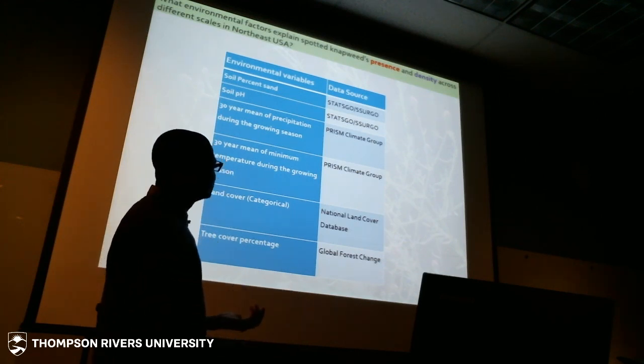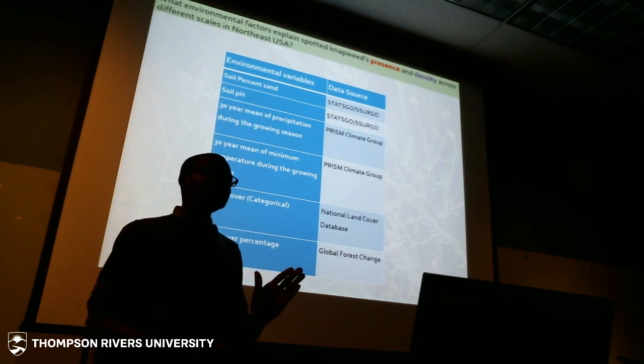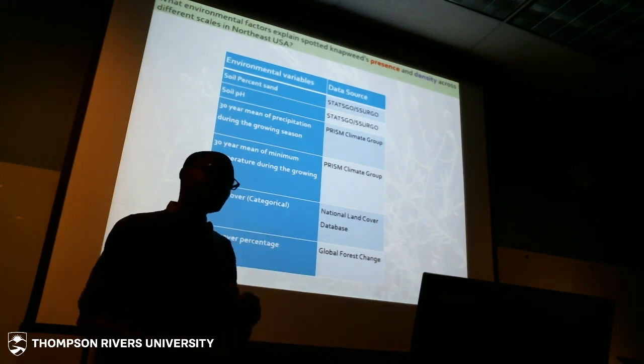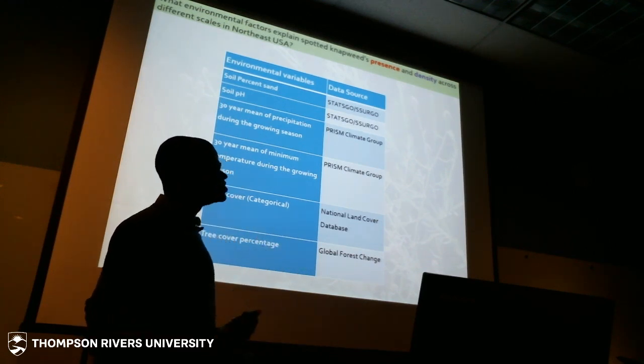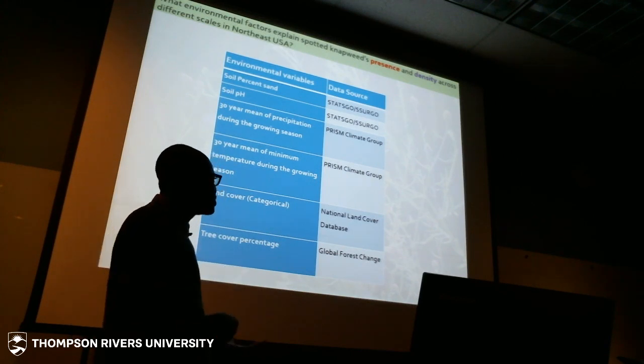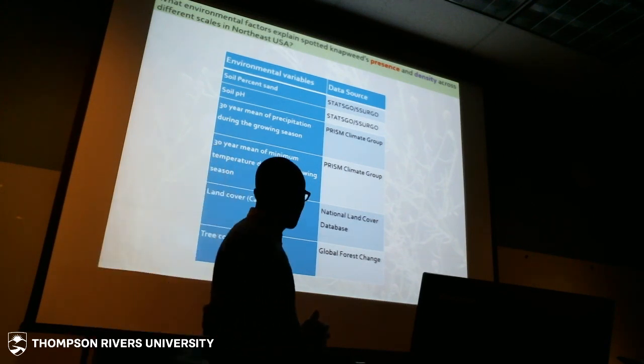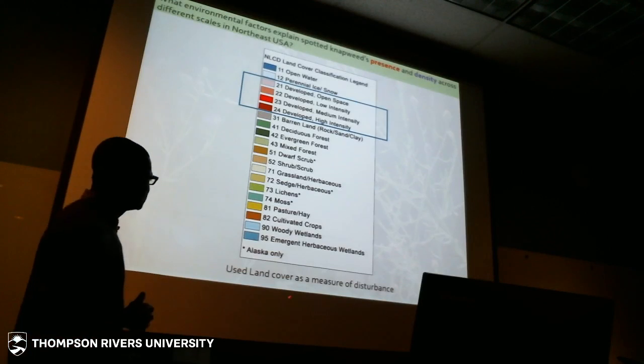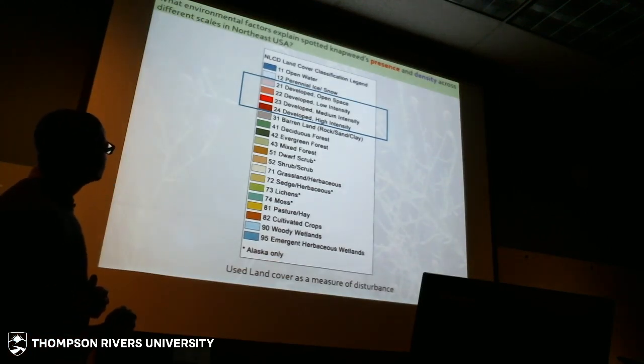Well, I was lucky enough that people had built distribution models for spotted knapweed in Europe, and I was able to extract the variables they found important and bring that into my own modeling. And so again, this is the land cover data. The areas that are developed, I use as an index of disturbance.